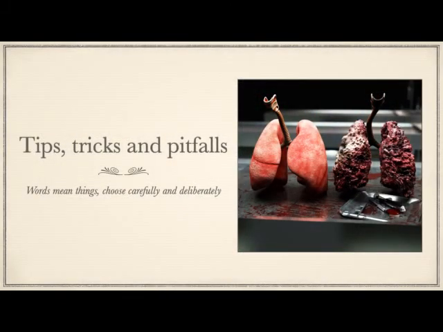So one of the most important things to recognize, obviously, is that words mean things, and we need to choose our words carefully and deliberately to communicate what we want to communicate. As you can see here in the photo, the 2 sets of lungs appear very different. One set, the set on the left, appears pink and healthy. The set on the right appears not so healthy. So we want to make sure that we're communicating exactly what we're seeing verbally. And sometimes that takes a lot of practice.